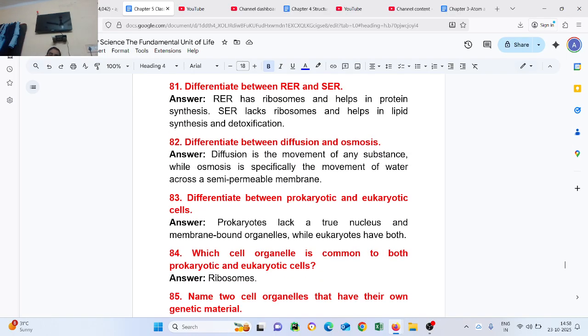Question number 83. Differentiate between prokaryotic and eukaryotic cell. Prokaryotes lack a true nucleus and membrane-bound organelles, while eukaryotes have both.